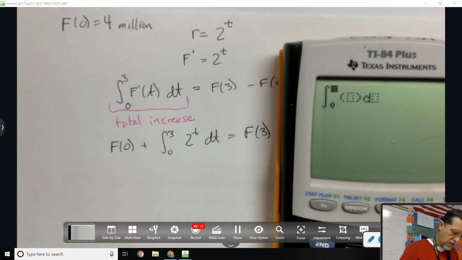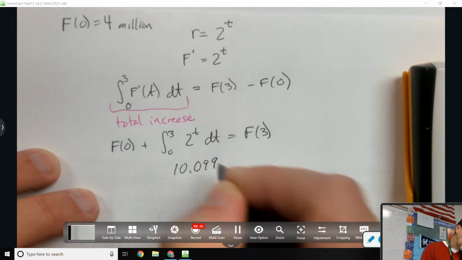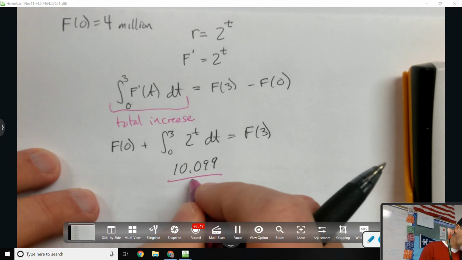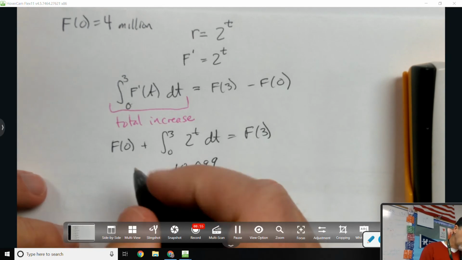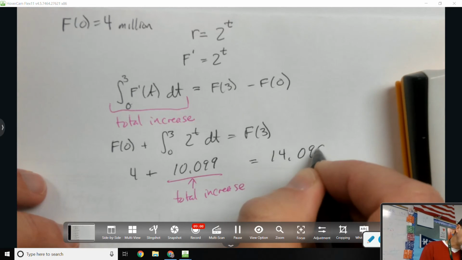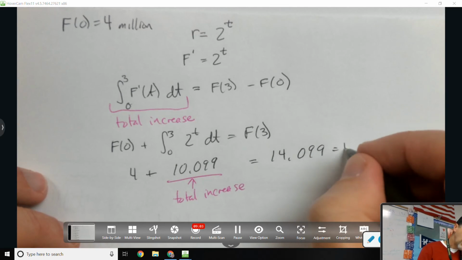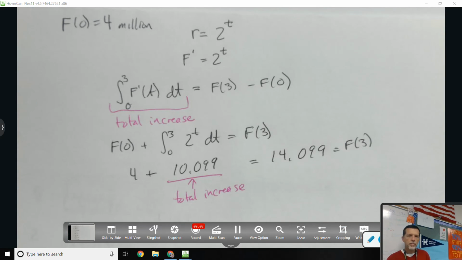Math 9, 0 to 3, 2 to the x dx, 10.099. Okay, so that's the total increase. So that's part of the answer. But we started with 4. So if we add 4 to that, 14.099, that's the population after 3 hours. So it asked for 2 things in that problem.